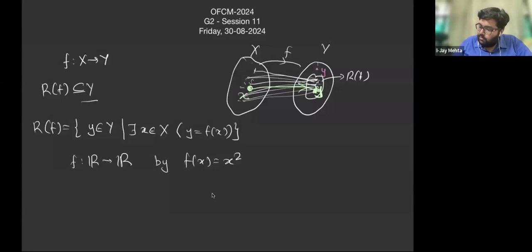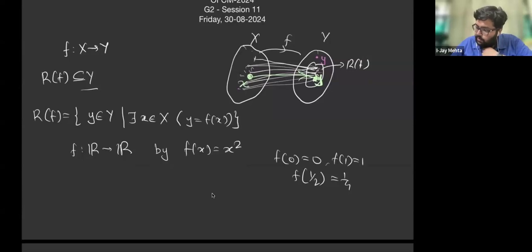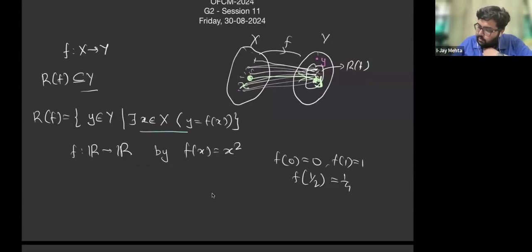What are the values? f of 0 is 0, f of 1 is 1, f of 1 by 2 is 1 by 4. So all these elements are in the range. When do we say that y belongs to range of f? If this condition is satisfied, then y belongs to range of f. You can find some x. Let us check: does 25 belong to range of f?